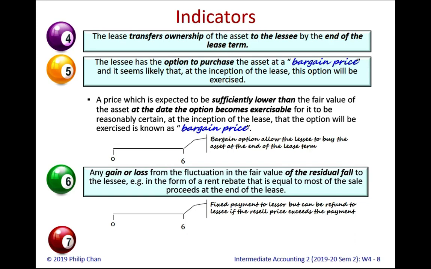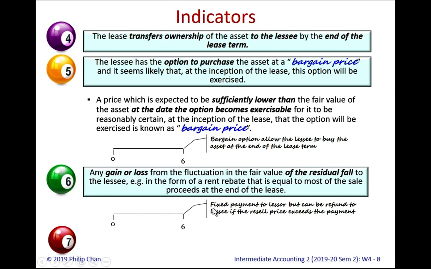And then once the lessor receives the fixed payment and manages to sell the asset, maybe to a third party, and the money they receive is, let's say, much lesser than the fixed payment they received from the lessee, then the lessor will refund the difference as a rent rebate back to the lessee. So that is what we meant by indicator number 6.